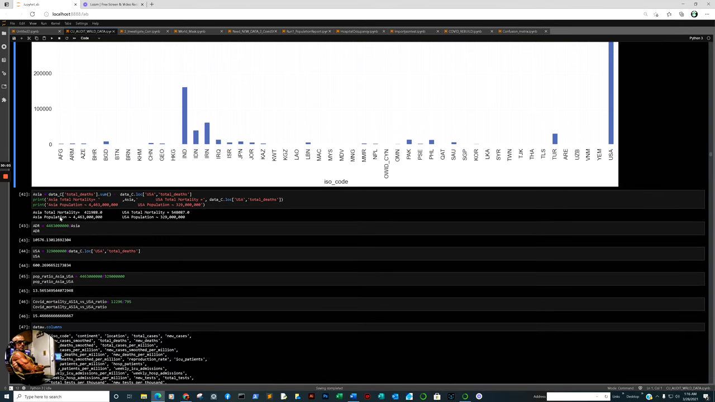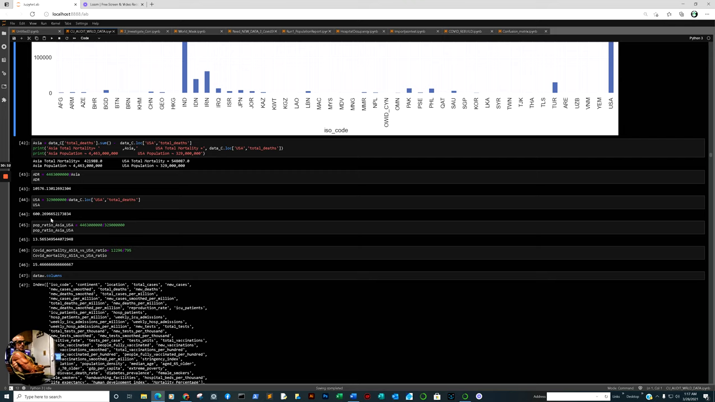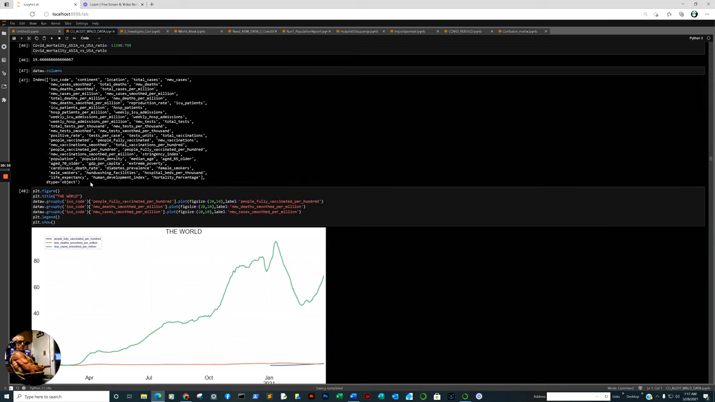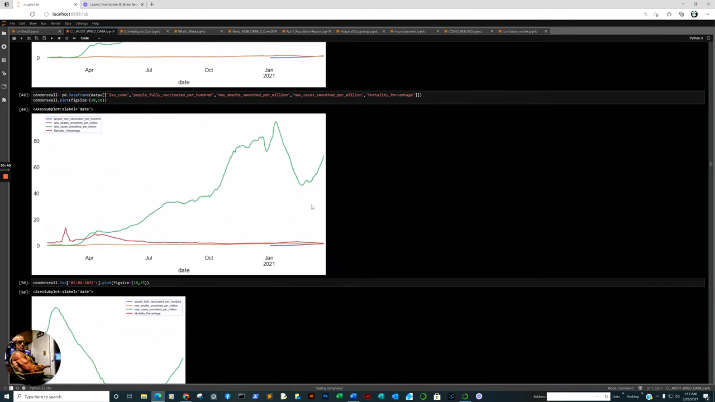And here, let's look at this: Asia total mortality, 421,988 poor souls lost out of 4,463,000,000. United States mortality, 548,087 poor souls lost out of a population of 329,000,000. Which means we have one mortality out of every 600 people, where Asia has one mortality out of every 10,576. There's our world, there's our caseload, mortality rate's going to drop.